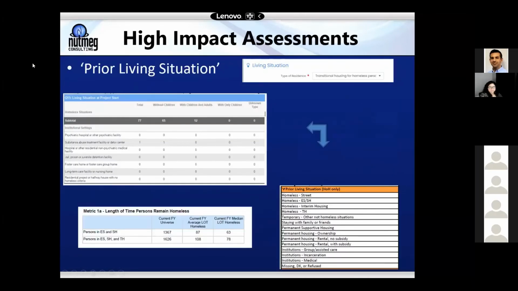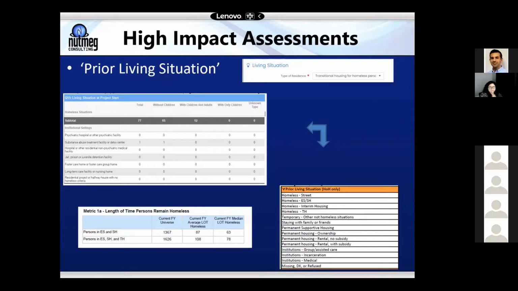The prior living situation. So we're going to talk about this one. This one has a few different ways that it impacts not only your individual agency's program, but also, again, across the system of reports that we have for HUD. The type of residence ends up on your Q15 APR table. It also plays into metric 1A, and it also plays into the LSA.